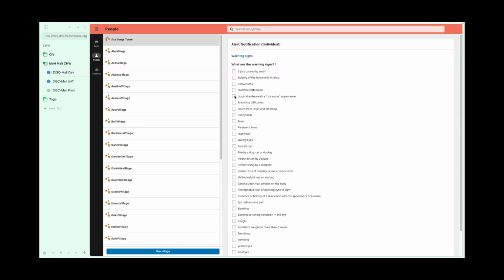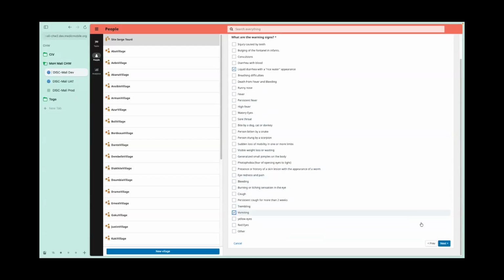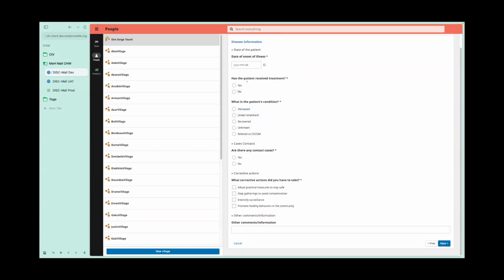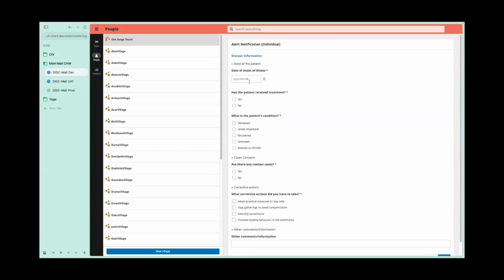Let's say that it was diarrhea that he noticed on this patient, and also some vomiting that he noticed. So he will select sign. He can select as many signs as he wants. So I'm going to click, those are the 2 signs that he noticed. And that the patient is ill, and since when, I will say today.